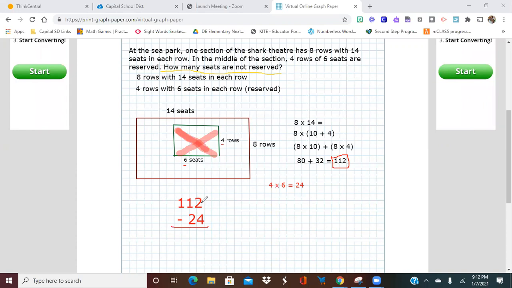If I have 4 in my ones, I can't do 2 minus 4. So I have to go next door to my tens. I have 1 ten, I take away, I have 0 tens. Now this 2 becomes a 12. 12 minus 4, I can do that. 12 minus 4 equals 8.